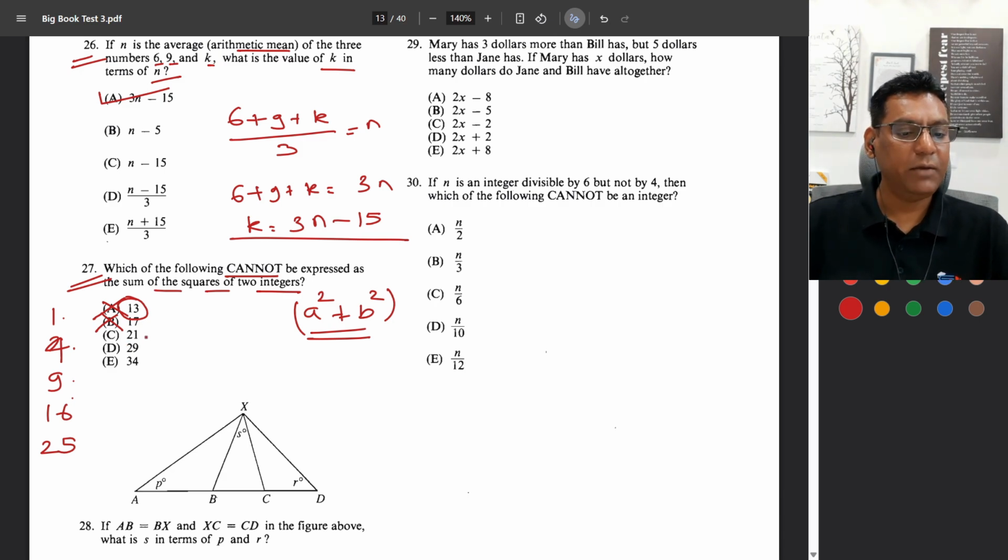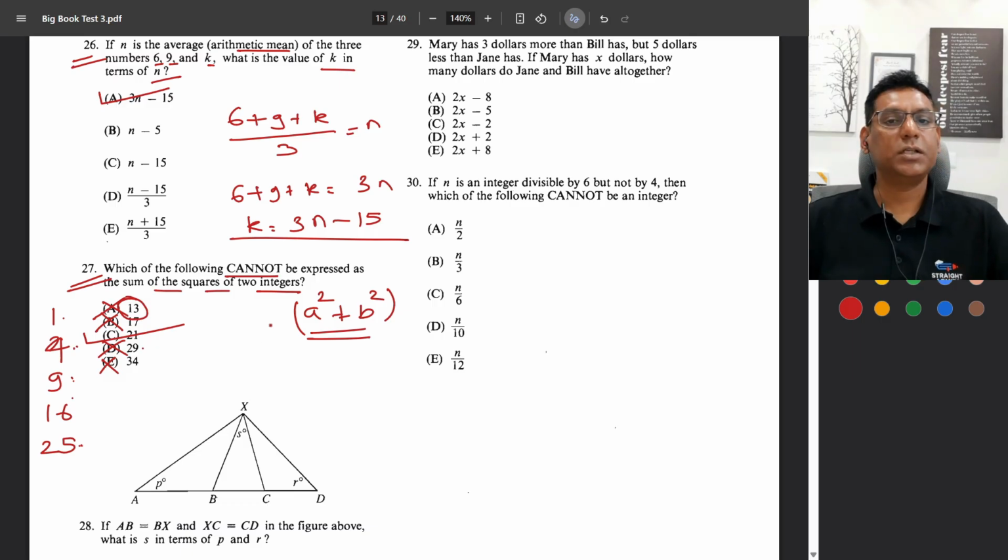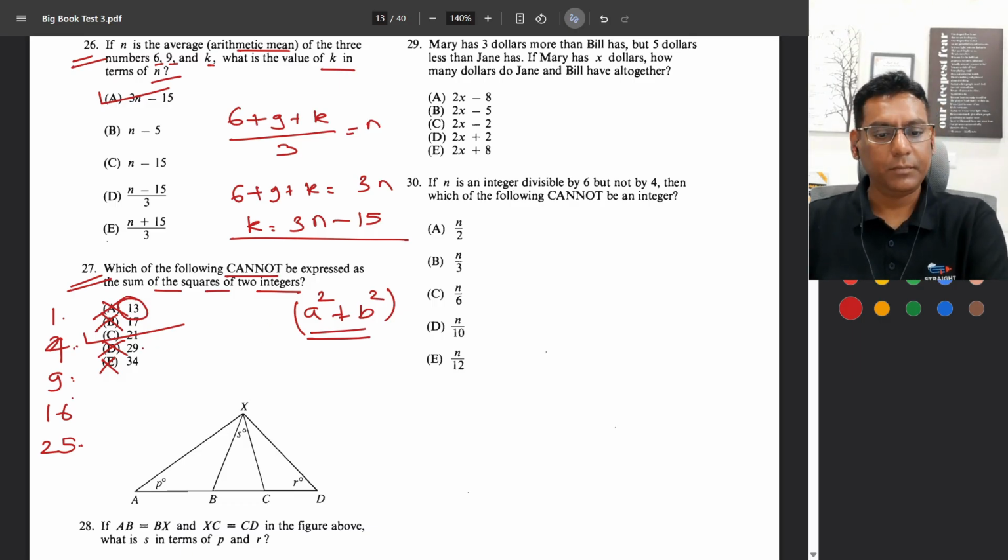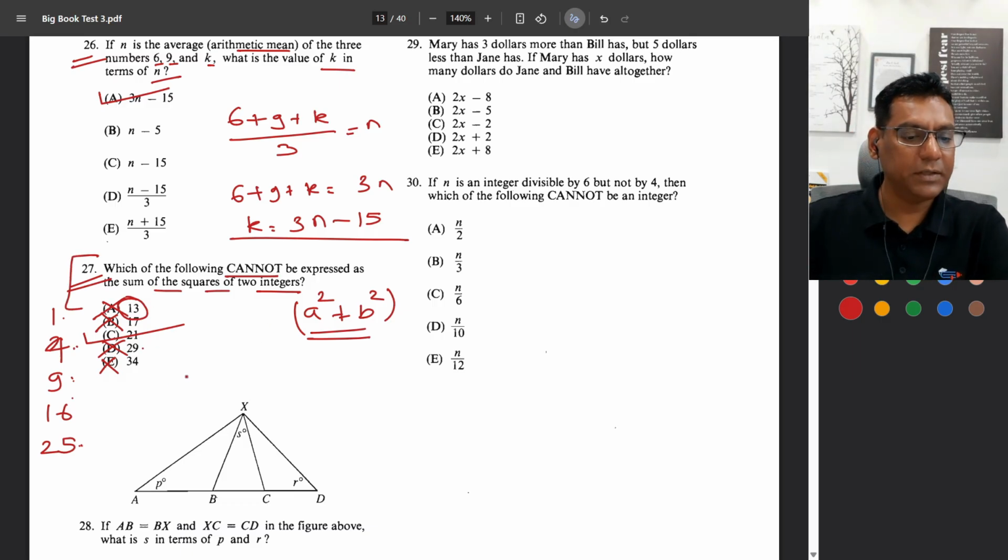Can I get 21? I can't get 21 anywhere. Can I get 29? Yes, I can get 4 and 25. This is not possible. 34, can I get 34? Okay, I can get 25 and 9. So the only answer choice that I cannot get is 21. Okay, again, this requires a little bit of thinking, but again, this is very elementary.